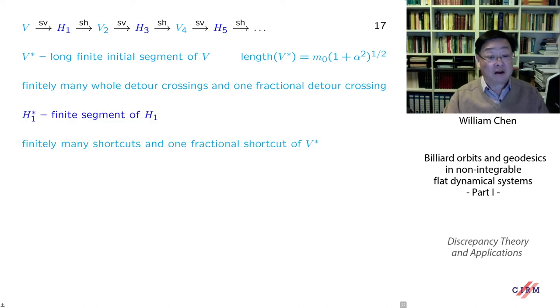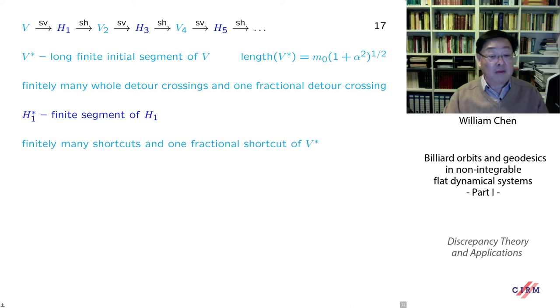Now, let's look at H1 star. Let's say H1 star is a finite segment of H1. Remember that H1 is the short line of V. V star has finitely many whole detour crossings and one fractional detour crossing. So each whole detour crossing gives rise to a single shortcut, and the fractional detour crossing gives rise to a fractional shortcut, right? And that makes up H1 star.